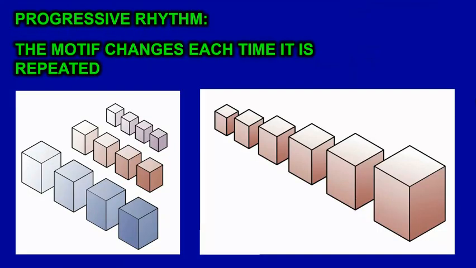And then progressive rhythm is when the motif changes just a little bit each time it's repeated. So in the example on the left, we have these rows of cubes that get larger as they are repeated. Or in the example on the right, each cube gets larger as it's repeated, and that creates a progressive rhythm.